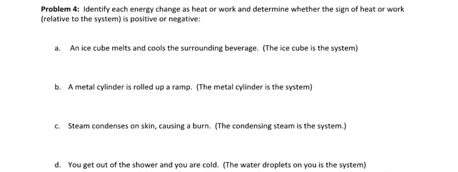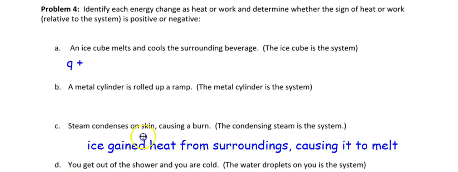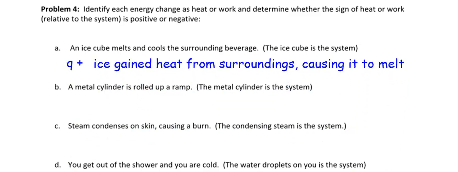Well, I think it's heat. So is it positive or negative heat is the question. If the ice cube is the system, it's going to melt. It has to be positive because it's gaining energy in order to do so. So the ice is gaining heat from the surroundings, the beverage, causing the ice to melt. Okay. So what about the beverage? The beverage gave its heat to the ice, and then what? The beverage actually will get colder.